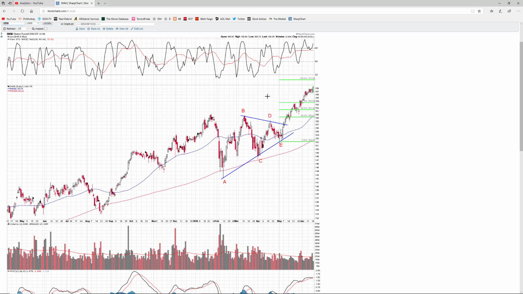Well, what normally happens is when you take the value of A to B, you add that to the low of the wave, it gives you a base target for the move that is what would be considered conservative. Meaning expectation should be that it's actually going to go above this by as much as $3. That's 170.66. 174 is probably the high end of the target for this range.